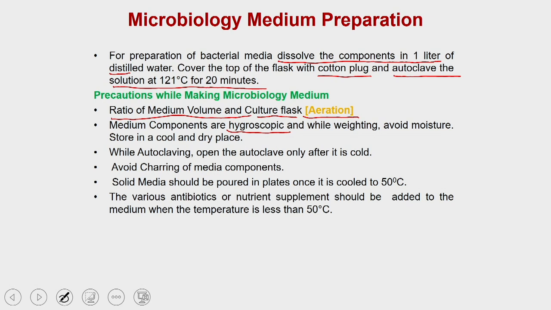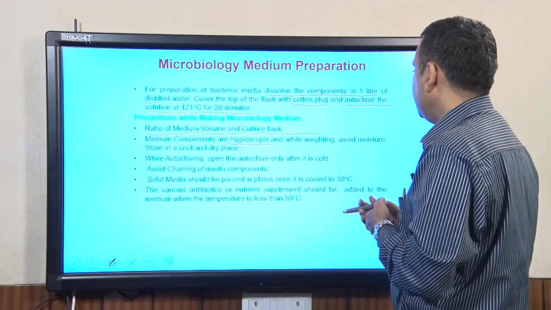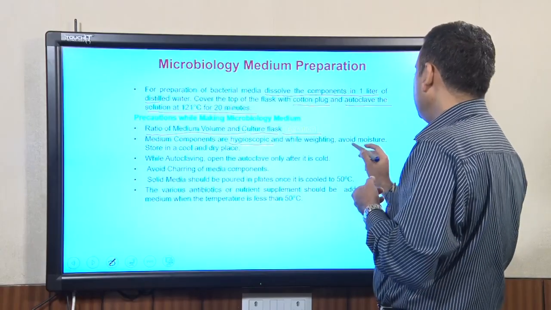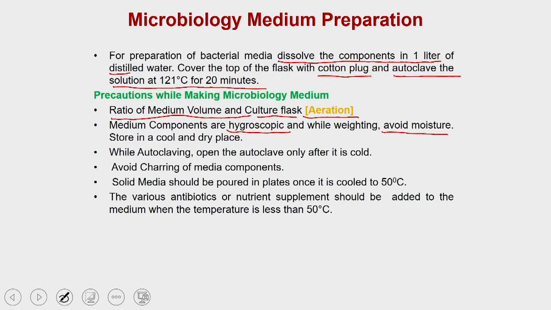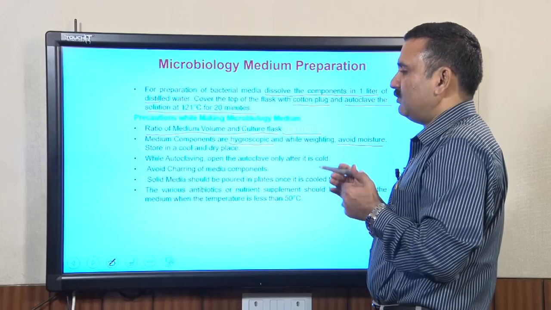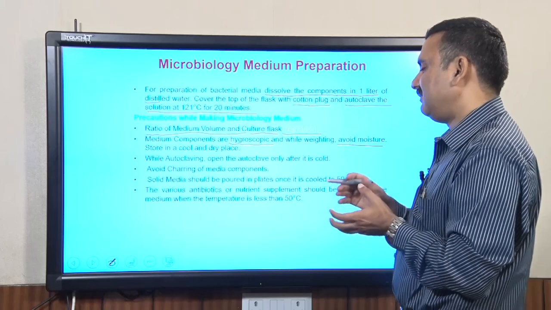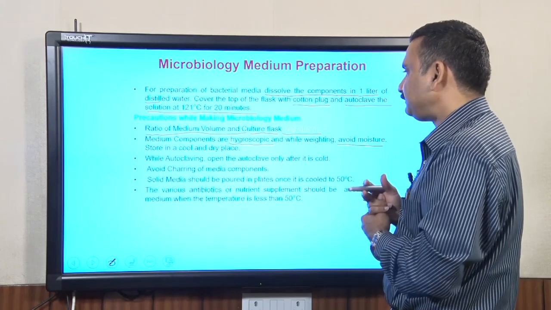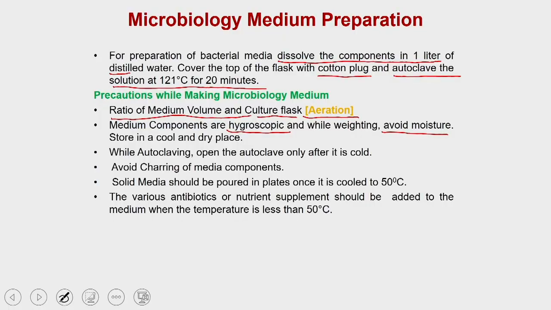So that's why while you are weighing or storing them, you should avoid moisture, because once the media takes up moisture, your media composition is going to vary from one batch to another. And that is going to affect the downstream protein production as well as the growth of the bacteria. You also have to take a lot of precautions when you are doing the autoclaving.